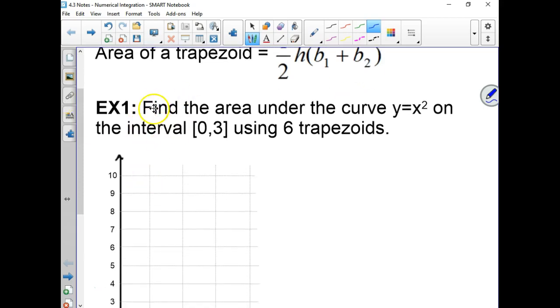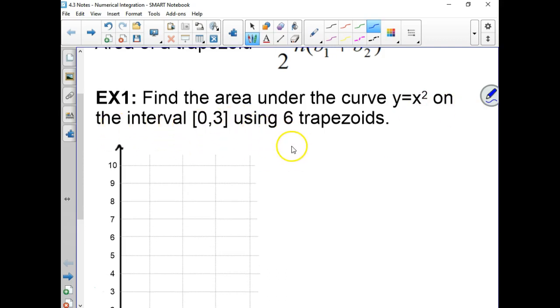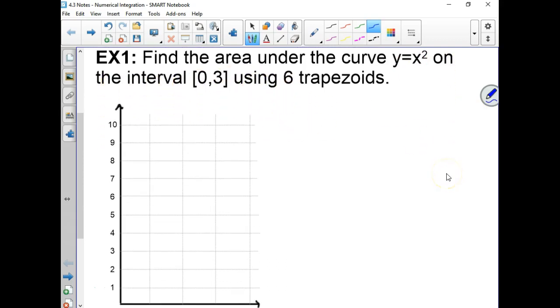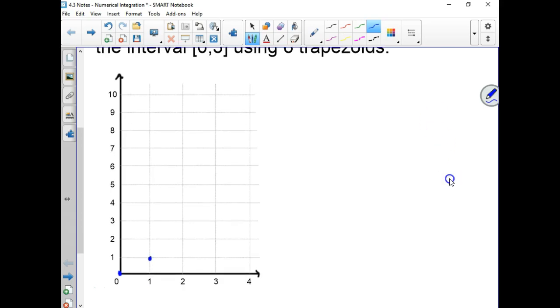Our first example here asks us to find the area under the curve y equals x squared on the interval from 0 to 3 using 6 trapezoids. So in this case, if we want to graph y equals x squared, 0 squared is 0, 1 squared is 1, 2 squared is 4, and 3 squared is 9. So here is our graph of y equals x squared.